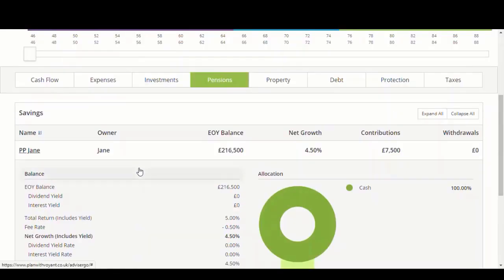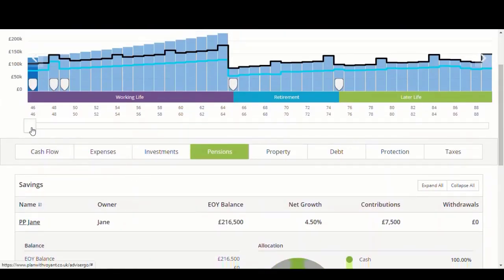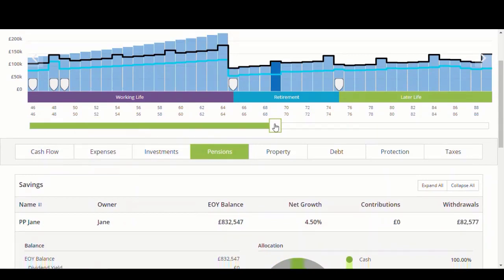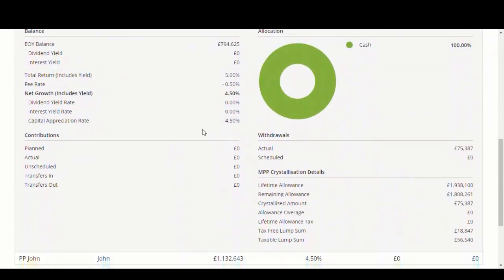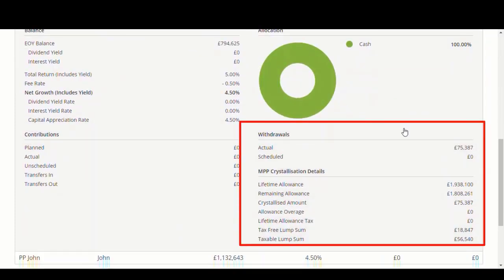Now, if I moved along, for instance, to age 70, what you can also see when you look at the pension detail is any withdrawals that are being made from the plan. And it will split that between tax-free lump sum and also the taxable. And what it also tells you is the lifetime allowance check.